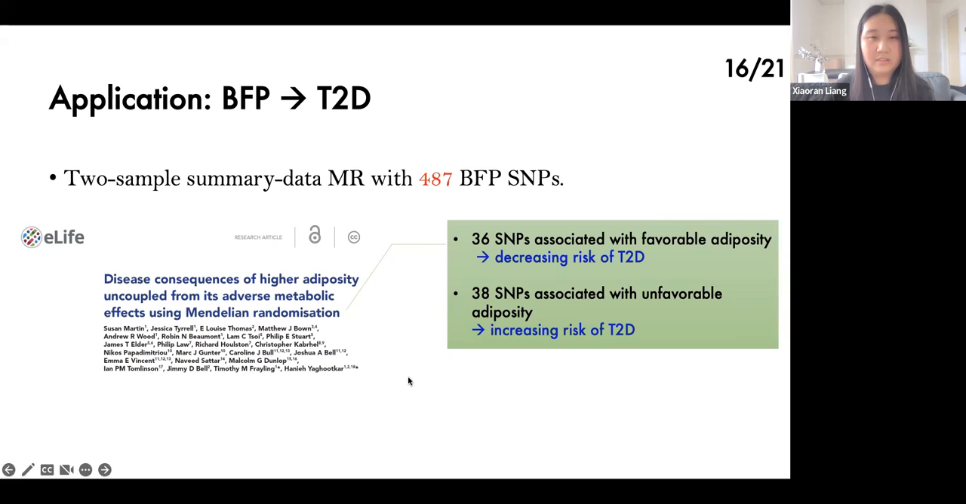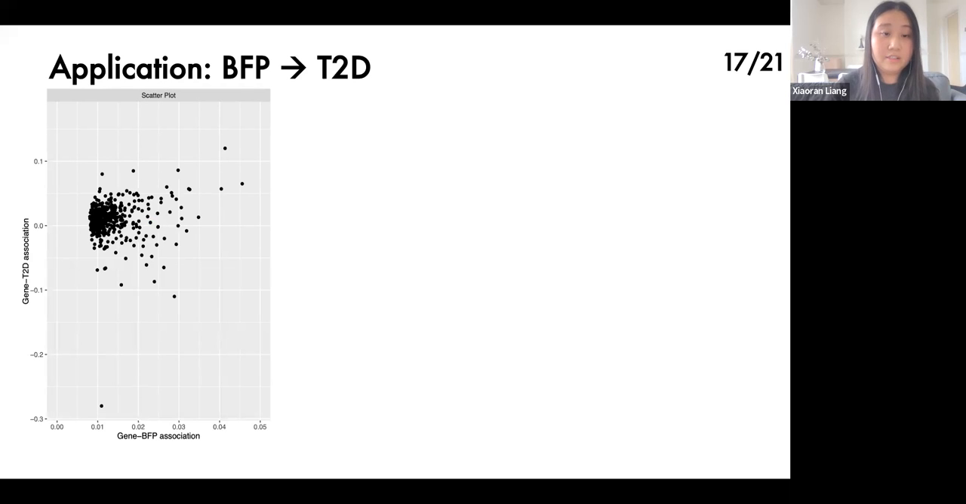But when we do cluster analysis using our method, we do not use any of that label information of favorable or unfavorable adiposity. We just treat all the SNPs as unlabeled, but afterwards, we will check if our cluster results are consistent with the findings in this paper. Okay, so this is a scatter plot for the 487 SNPs. It's about the SNP associations. So on the x-axis, we have the SNP exposure associations, and on the y-axis, we have the SNP outcome associations.